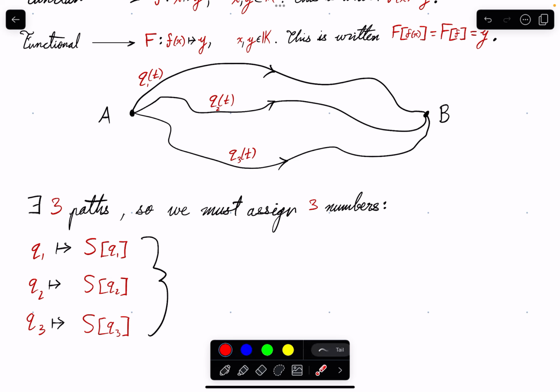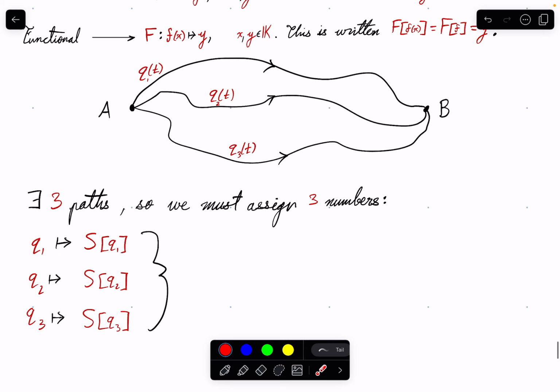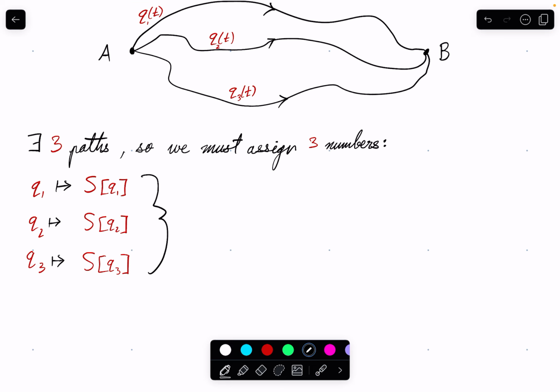And so this big S, this functional, is going to take each individual path and assign it some number that tells basically what its efficiency is. So we call this the action. So S of q of t is the action. And technically it's the action functional.